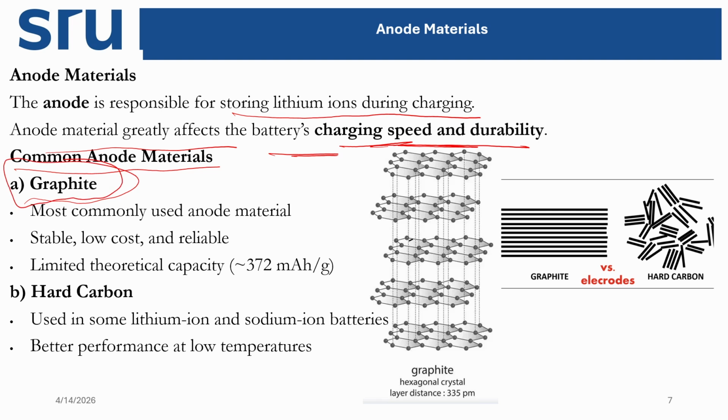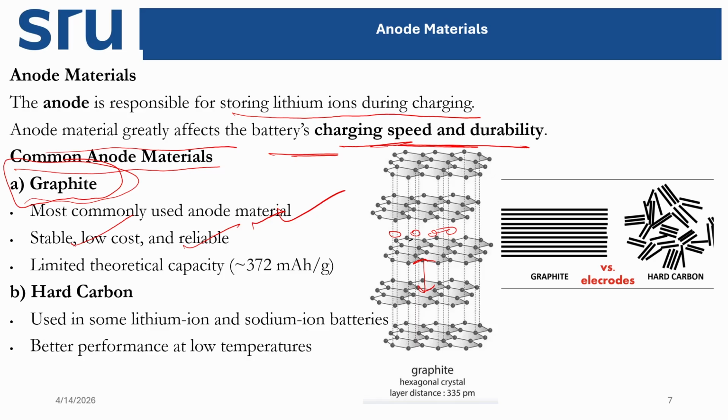Graphite is graphene layers stacked together. The distance between two layers is 355 picometers, and it has a hexagonal crystal structure. This is commonly used as the anode material in lithium-ion batteries because it is very low cost, reliable and stable. If you see, there is a gap between two layers, and lithium ions can come and sit in this layer. That's how intercalation and de-intercalation of lithium takes place.